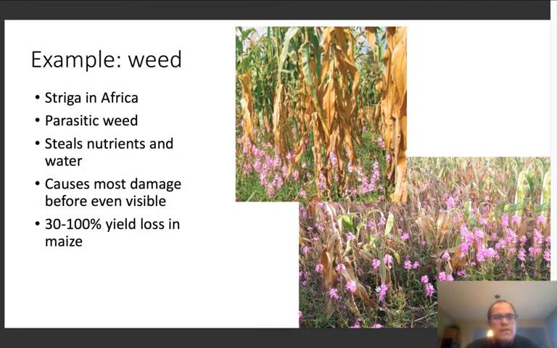Here's a weed. This is a parasitic weed. It is stealing nutrients and water. So what is happening right now is that it's effectively consuming the nutrients in the water even before they arrive at the primary plant. This is corn pictured here. It's a pretty parasitic weed in Africa. And in some instances, since it does so much damage even before the primary crop is up, you might lose the whole crop potentially, even before you realize it's there, before you can see it.